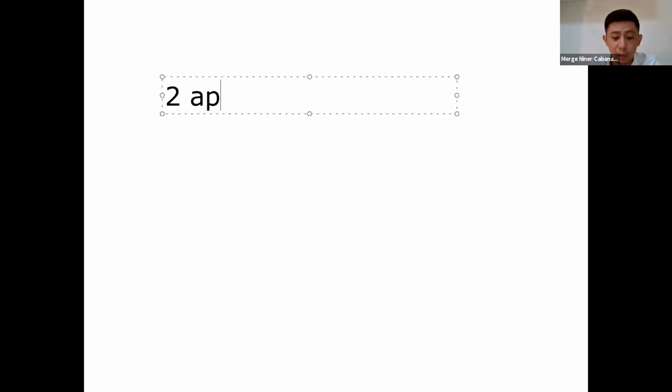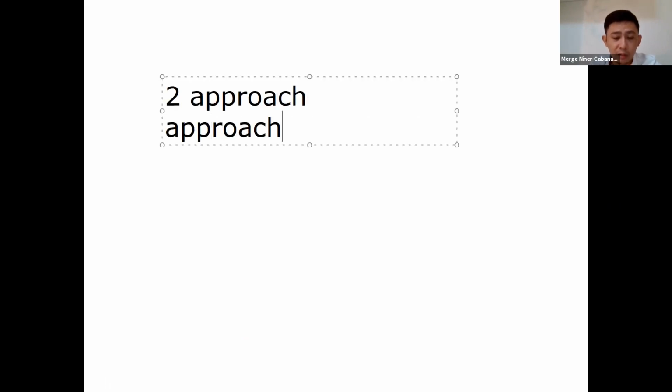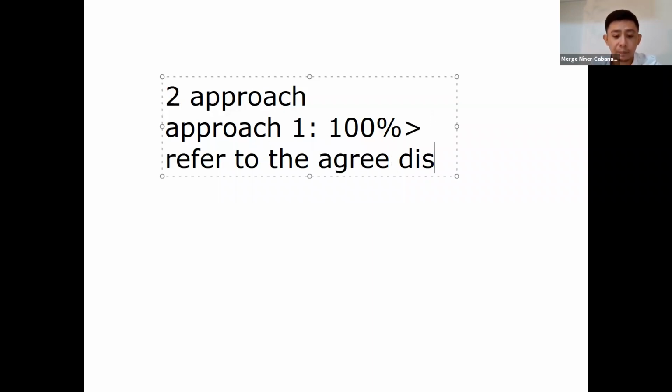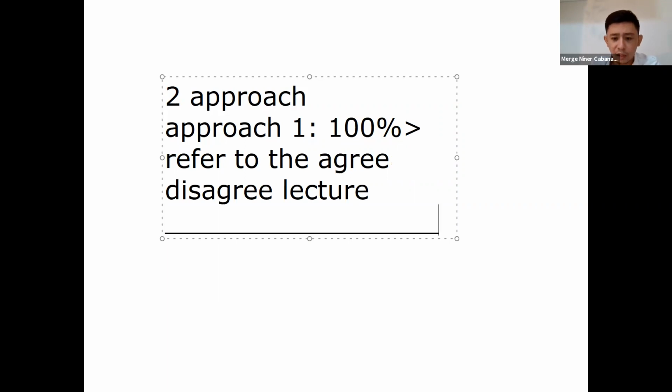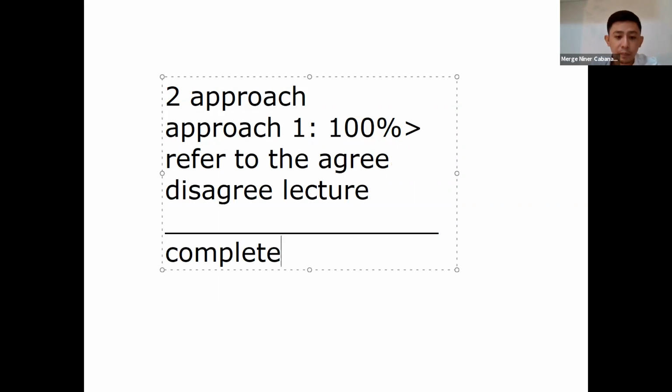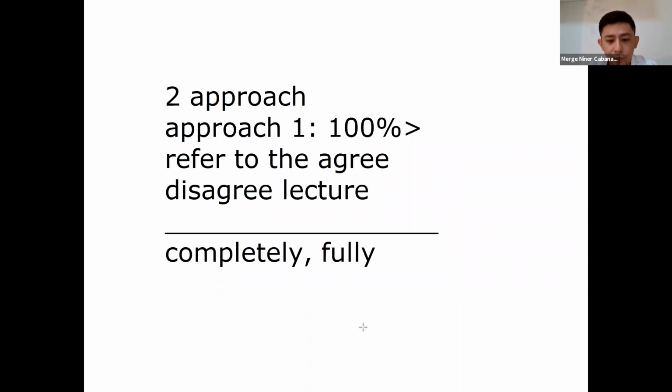I just want to do a recap of what happened today. So we have two formats to approach. Approach 1, which is the 100% agree-disagree, refer to the agree-disagree. But be careful, the difference is the words for 100%, we cannot use those. Words like completely, fully, we cannot use those in basic agree-disagree. We can only use completely and fully when the question is to what extent.